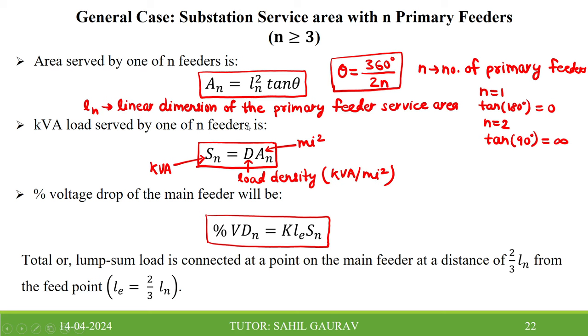Now for the general case, a substation service area with N primary feeders, and here we have assumed N greater than or equal to 3. So how can you find the area served by one of N feeders? The expression for the area served by one of N feeders is An equals Ln square tan theta, where theta is equal to 360 degrees upon 2n. Here n is the number of primary feeders, and if n is equal to 1, tan 180 is equal to 0, and if n is equal to 2, tan 90 is equal to infinity. In this way, you can also say that this expression is valid for n greater than or equal to 3. Here Ln is the linear dimension of the primary feeder service area.